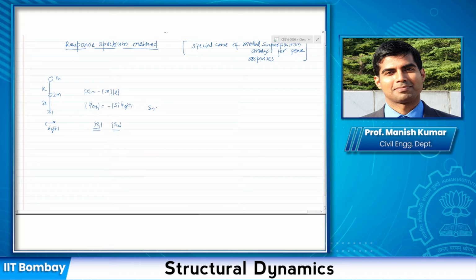I will again rewrite the equation. S_n is gamma_n times mass times phi_n. And gamma_n is phi_n transpose times the S vector divided by M_n. So can you get me the distribution of this S in terms of S1 and S2?